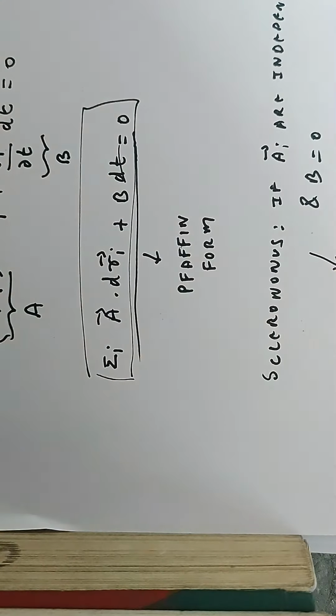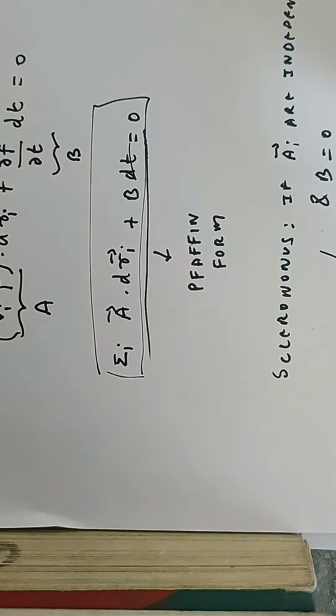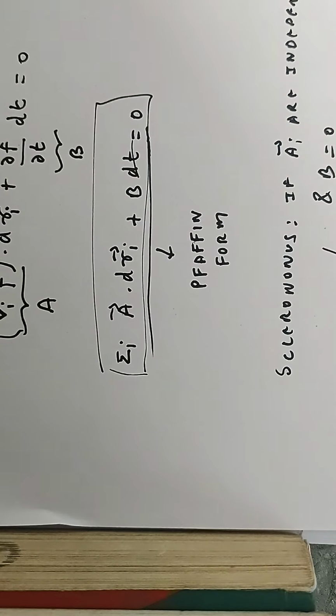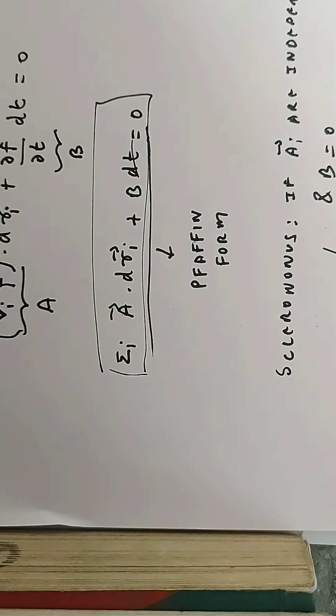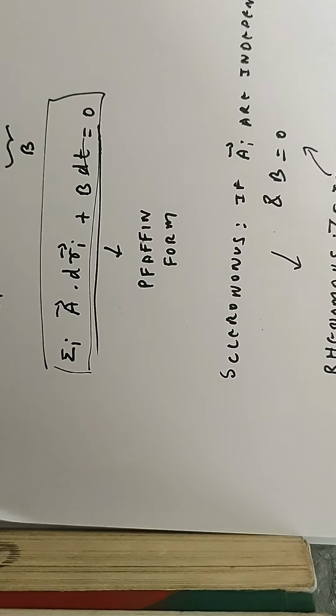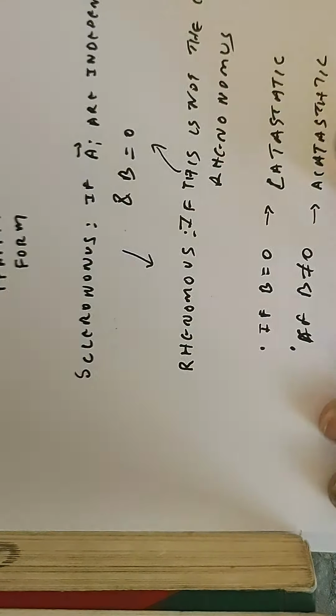So it should be noted that all variables may not enter in the equation of constraint. This is very important. A non-holonomic constraint cannot be expressed in this type. So that's what we just said 3 minutes ago. So it may be in the form of an inequality.